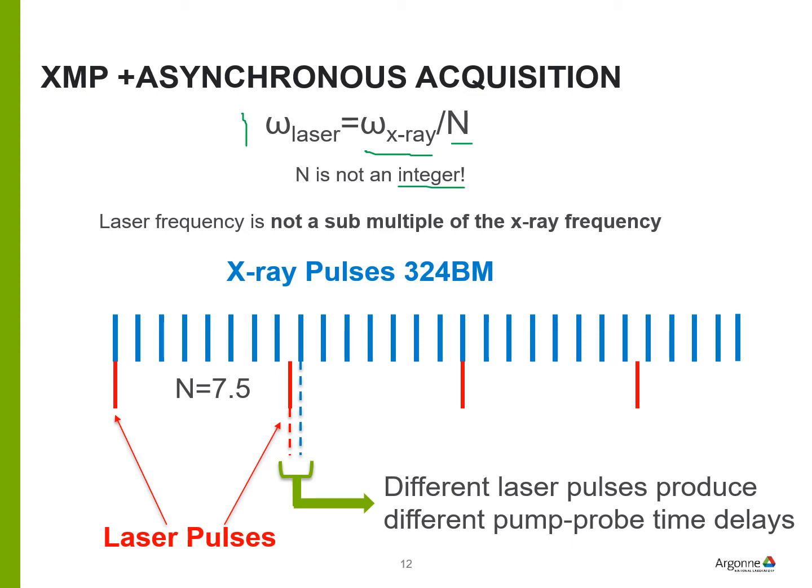For example, here I have a diagram representing n equals 7.5. Now here, these blue lines are representing the X-ray pulses, and the red lines are representing laser pulses. And the fact that the laser repetition rate is not an integer submultiple of the X-ray repetition rate, it means that the time delays at different laser pulses are different. So for example, the time delays of these X-ray bunches following this laser pulse are different than the time delays of the X-ray bunches following this laser pulse.